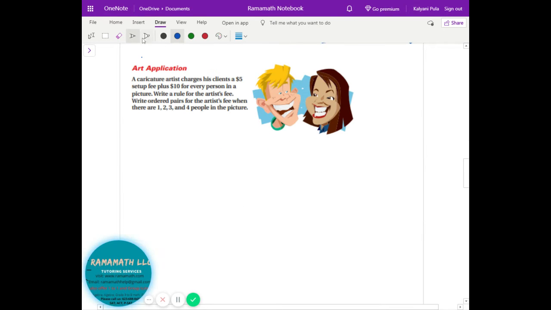$5 instead of a fee. Okay. So the $5 is one time. But the $10 is for every person in the picture. Let's say if I have 2 people in the picture, then obviously I need to pay $10 for each, and it'll cost $25.